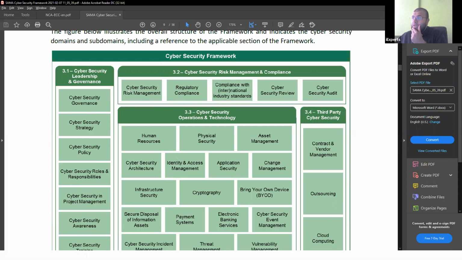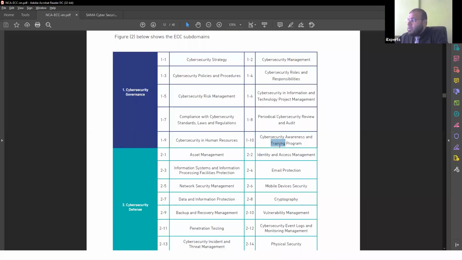Number 2, risk management, regulatory compliance, compliance with national and international industrial standards, cybersecurity review, cybersecurity audit. This is a cybersecurity review, this is a cybersecurity audit, this is the compliance with the standards, laws, regulation, and this is the risk management. I think you agree with me now that yes, we can make some good mapping between both.